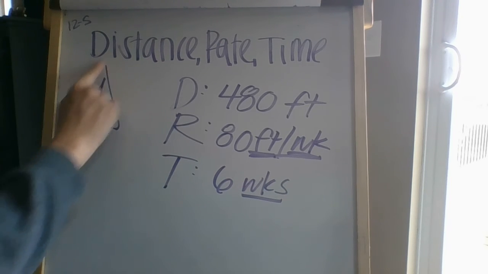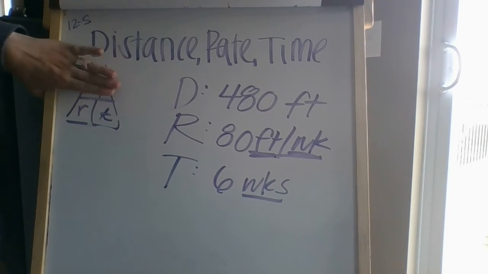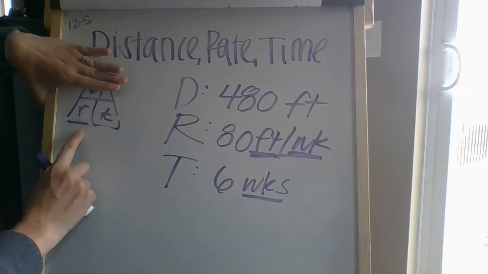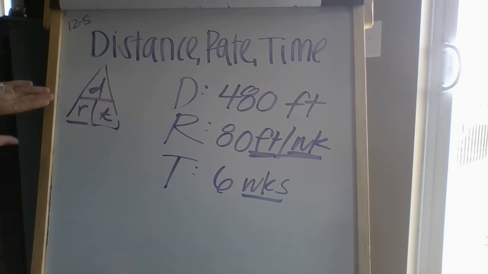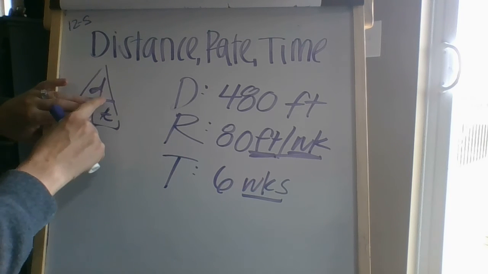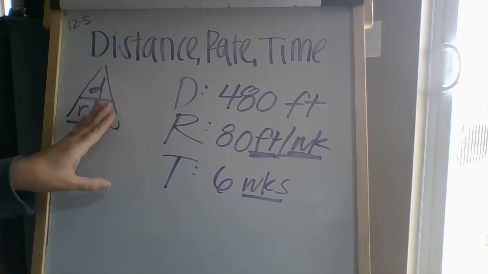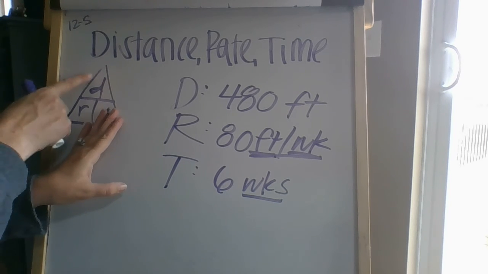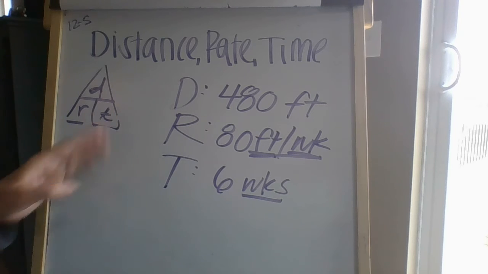This triangle is very, very helpful to help you solve these problems. If we're looking for the distance, you're going to cover that up. Think about what's left over. They're next to each other, and you're going to multiply those. If we're looking for the rate, we're going to cover that up. That leaves us with d over t, or distance divided by time. If we're looking for the time, we're going to cover that up. D over r, same as distance divided by our rate.